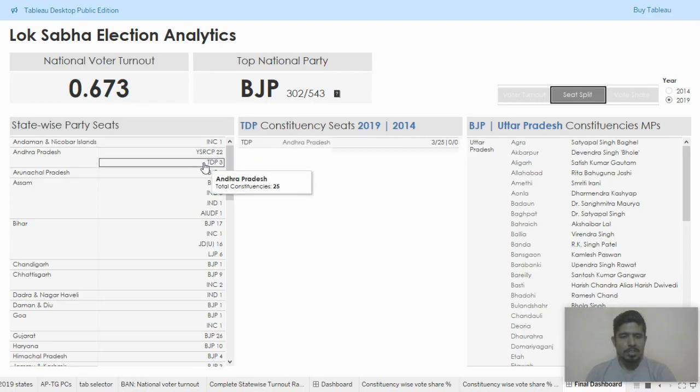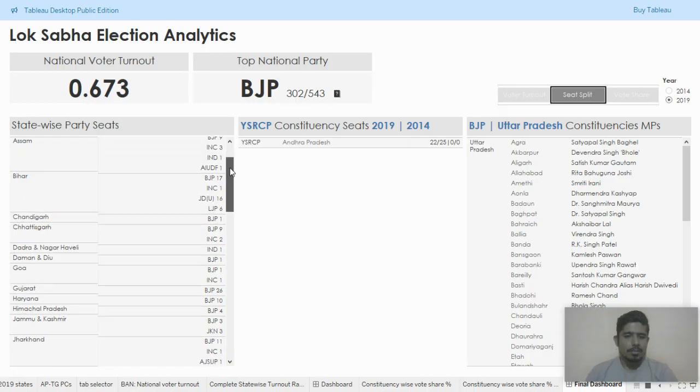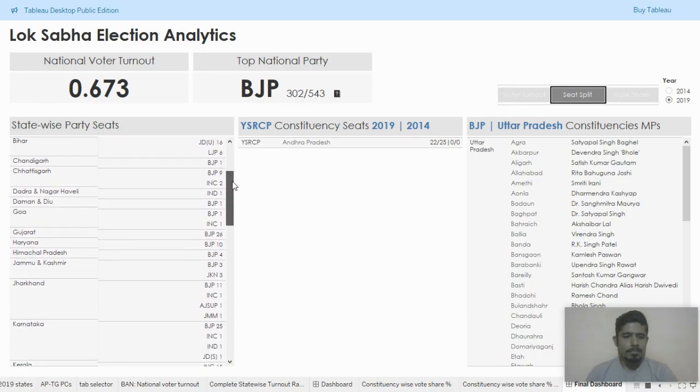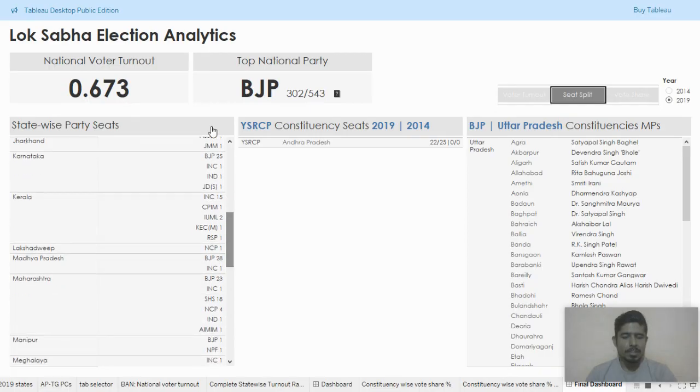Moving on to Andhra Pradesh, then Andhra Pradesh has total 25 constituencies, out of which three seats were secured by TDP, and 22 seats were secured by YSRCP. Similarly, we can see the seats distribution for different states in this state-wise party seats table.